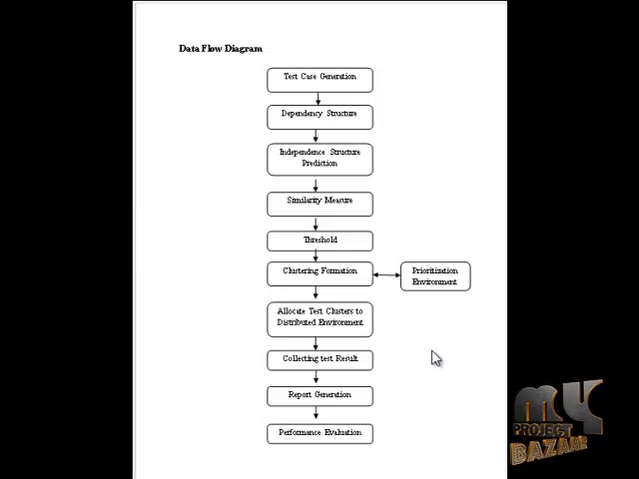Next, we see the data flow diagram of this project. First, we provide the test cases for identifying the reliability testing. Second, calculate the dependency structure, and third, the independency structure. So we calculate the prediction values for the dependency structure and independency structure, and these prediction values are used in similarity measure. In this project, we used Gaussian similarity using the dependency structure prediction and independency structure prediction values.